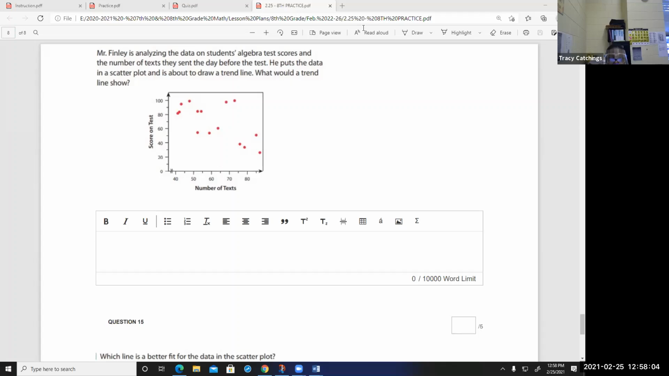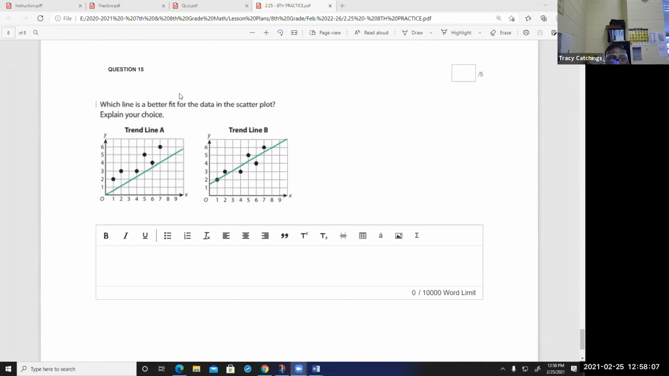All right, last but not least. It asks which line is a better fit for the data in the scatter plot, and they said explain your choice. Why? And he said the points are close. What about A?